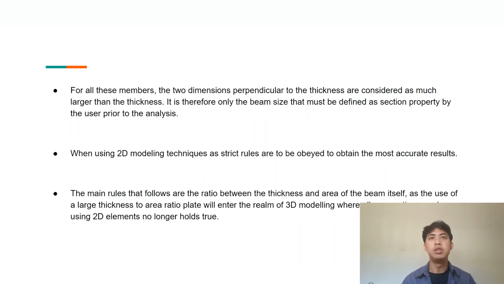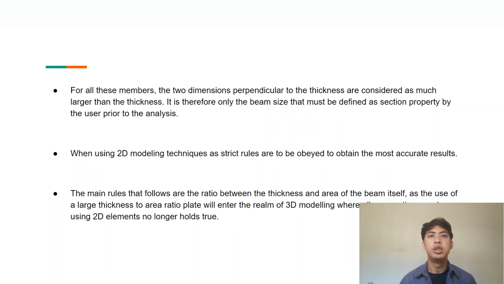In 2D analysis, for all these members, the 2 dimensions perpendicular to the thickness are considered as much larger than the thickness. It is therefore only the beam size that must be defined as a cross-section property by the user prior to the analysis. This is because in the client's proposal, it is suggested that we use the typical beam size proposed by the client, but it is only applicable to 3D modeling. So that is one of the limitations that 2D analysis has.